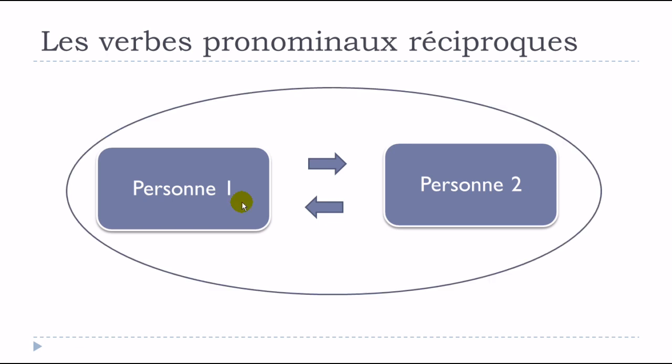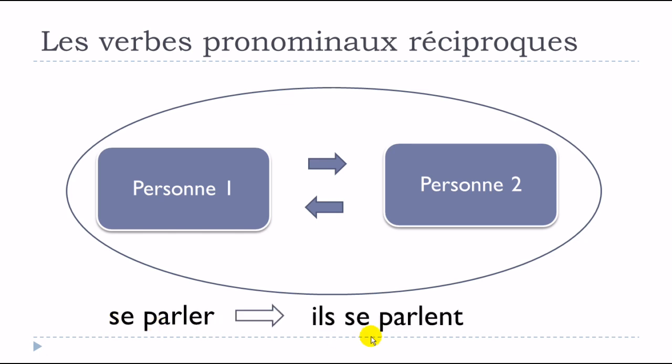Okay, and this is what we call les verbes pronominaux réciproques. Let's see an example, and one good example will be se parler. So when you've got the sentence, and here the verbs ils se parlent, in that case it's quite clear. They speak to each other, if you want to translate that directly. This is the concept, so they speak or they talk to each other.